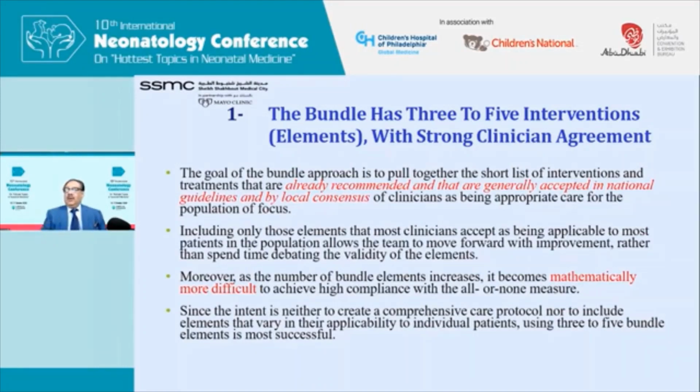If you have more than 5 or 6 elements, it becomes mathematically more difficult to achieve high compliance with an all-or-none measure. So it is recommended that when you develop any bundle, you limit it to 3 to 5 interventions. Since the intent is neither to create a comprehensive care protocol nor to include elements that vary in applicability to individual patients, using 3 to 5 elements is most successful.